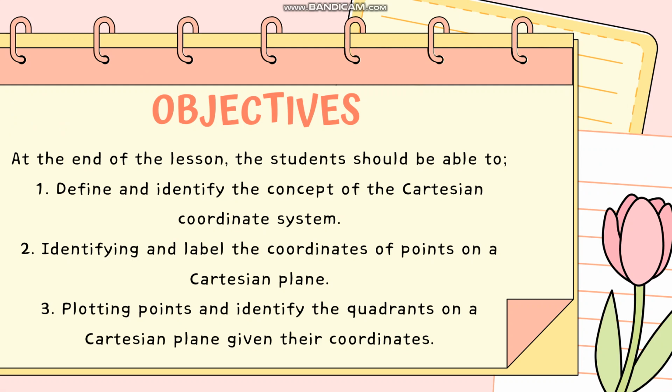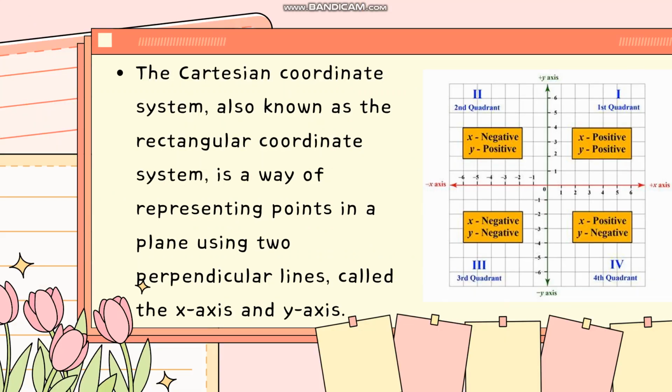the labels of the coordinates of points on a Cartesian plane, and we are going to plot points and identify the quadrants on a Cartesian plane given their coordinates. So what is the Cartesian Coordinate System? The Cartesian Coordinate System is also known as the Rectangular Coordinate System. It is the way of representing points in a plane using two perpendicular lines called the x-axis and y-axis.